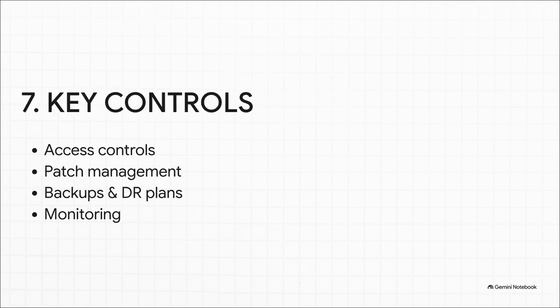Heading number 7, key controls for IT risk. How do we mitigate? We use controls like strong access controls, MFA, regular patch management, firewall/IDS/IPS, data encryption, regular backups/DR plans, change management, vendor risk assessment, security awareness training, and monitoring/logging. I want to highlight MFA, multi-factor authentication, and regular offline air-gapped backups. These aren't just nice-to-haves. They are completely indispensable frontline defenses in modern IT.